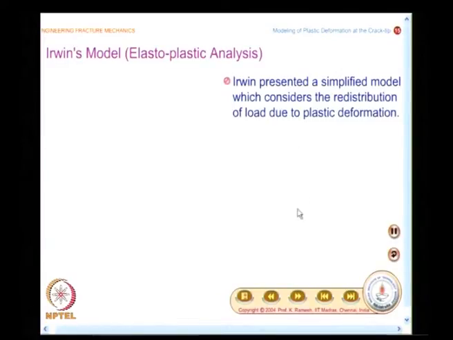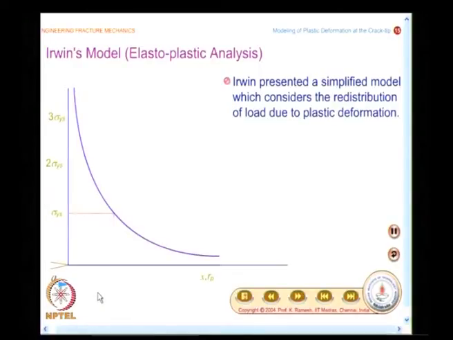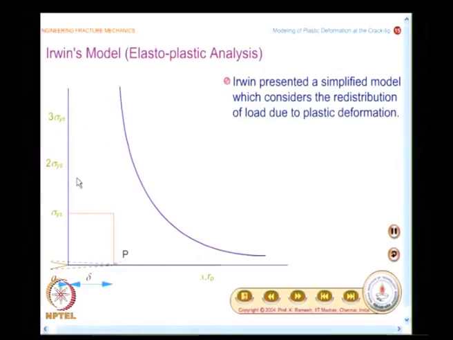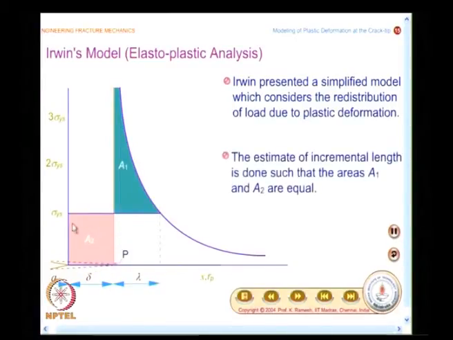Irwin presented a simplified model, and the model is like this. You have the stresses shown like this. Since this cannot be cut off just like that, what we have done in the simplified model is that this has to be supported by the neighboring material. So, instead of only this zone being subjected to this loading because of yield stress, it will extend and occupy more, and we would find out this extension in such a manner that the area A2 equals A1.